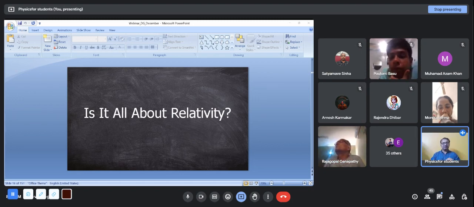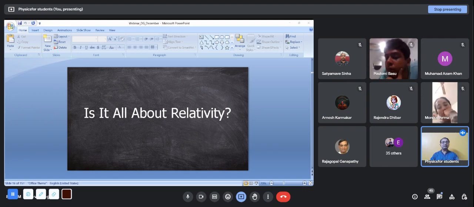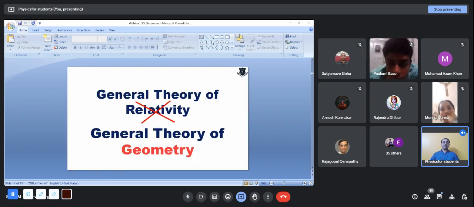The basic idea which is very important to know is that we call it the general theory of relativity. But I am going to make you understand that this word relativity is not very true when we talk of general theory of relativity. I will explain that in a few moments. I call it general theory of geometry. I have put a cross over relativity because many physicists and mathematicians think it is more of geometry rather than relativity.